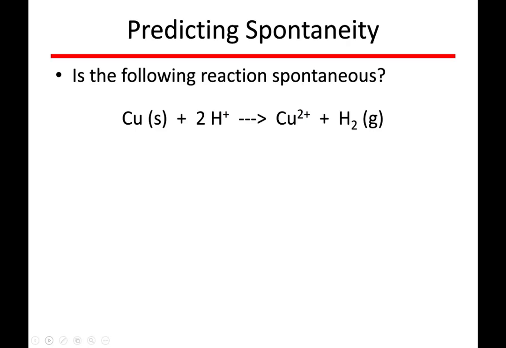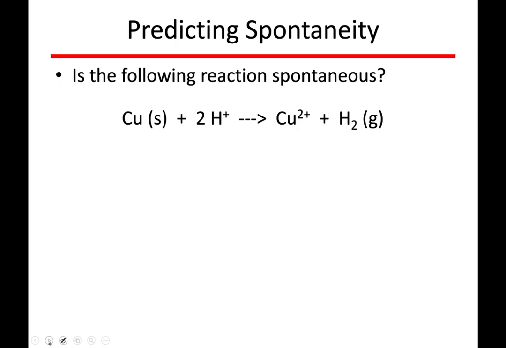Let's now talk about predicting the spontaneity of a redox reaction. In this problem, we're asked to predict whether or not the following reaction is spontaneous: Cu solid plus 2H+ goes to Cu2+ plus H2. Another way of saying that is, if you were to place a piece of solid copper into an acidic solution, will the copper dissolve to make Cu2+ ions in aqueous solution, and will you produce hydrogen gas?